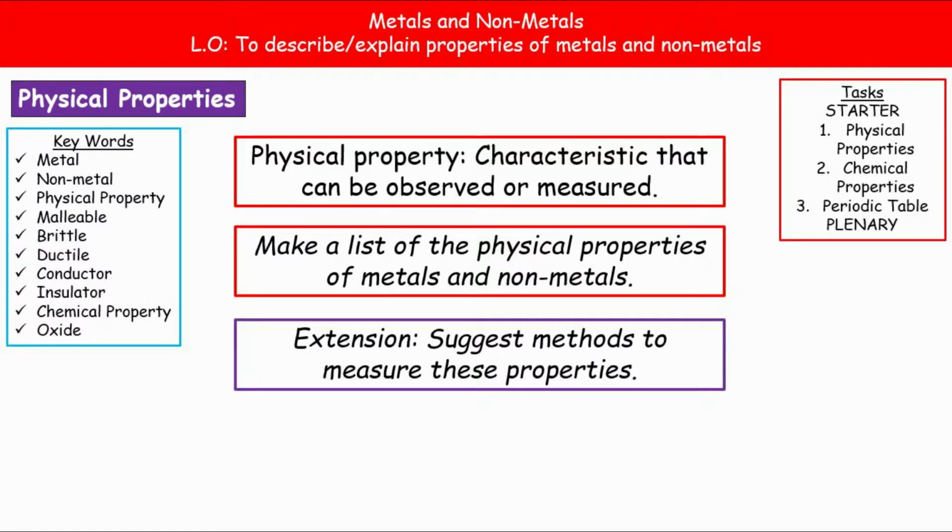So what I want you to do is think about metals and non-metals, and I want you to see if you can make a list of physical properties of metals and non-metals. And then, if you've still got a bit of time left before we move on, see if you can suggest how we would measure those properties. So I'm going to give you about another couple of minutes to have a go at this. Make sure you've all written down the definition of physical property though before you move on to your lists.